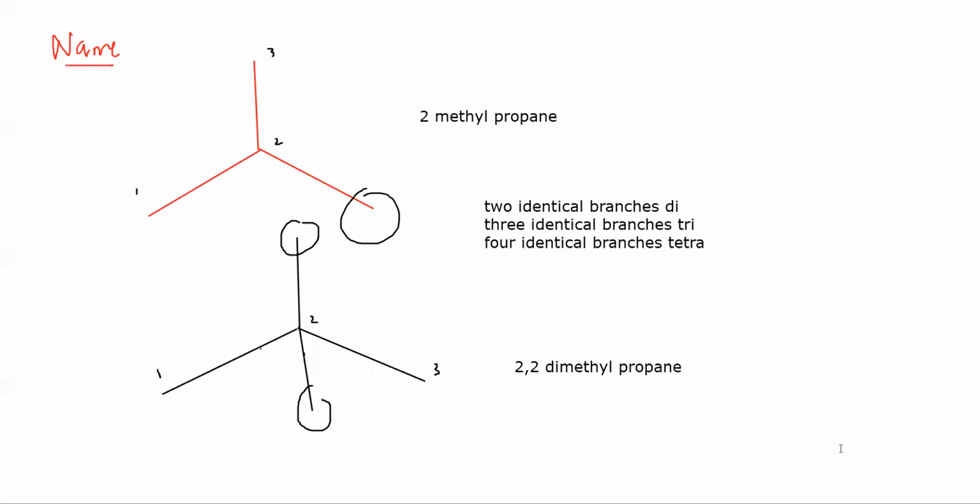Another example. If I count from left to right, the branch will come at second. If I count from right to left, the branch will also come at second. Only one numbering I can follow if both branches are coming at the same place. So I have second position, I have branch, and third position, I have branch.